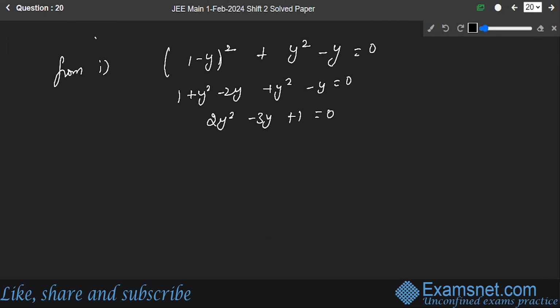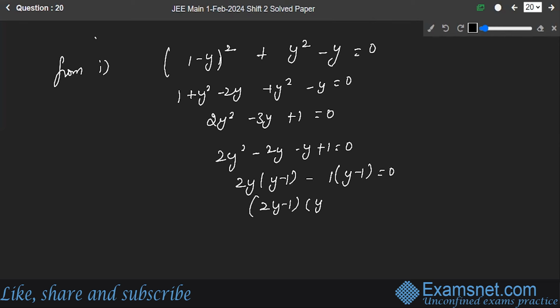The two factors will be, splitting the middle term, 2y square minus 2y minus y plus 1 is equal to 0. 2y common, y minus 1, minus 1 common, y minus 1. So you have 2y minus 1 and y minus 1 is equal to 0. Y may be equal to 1 or 1 by 2.